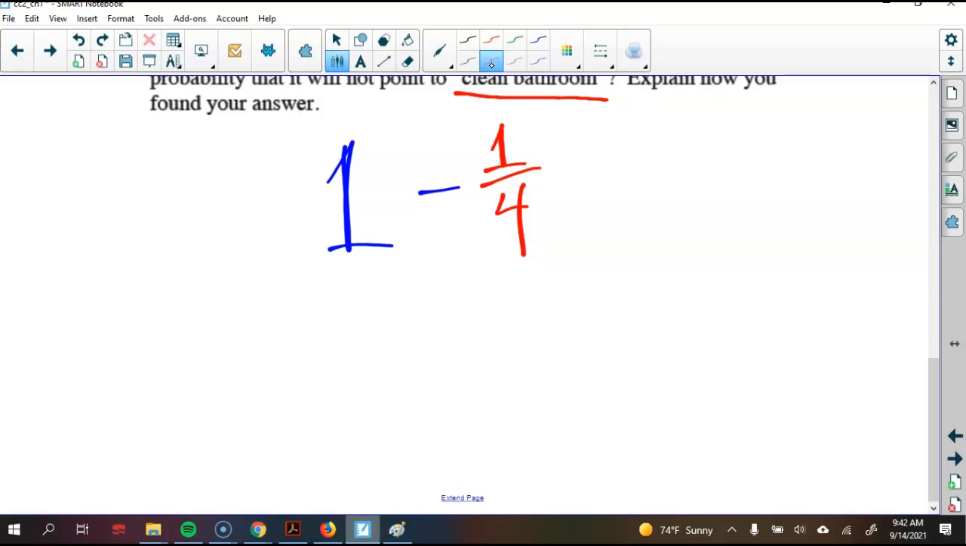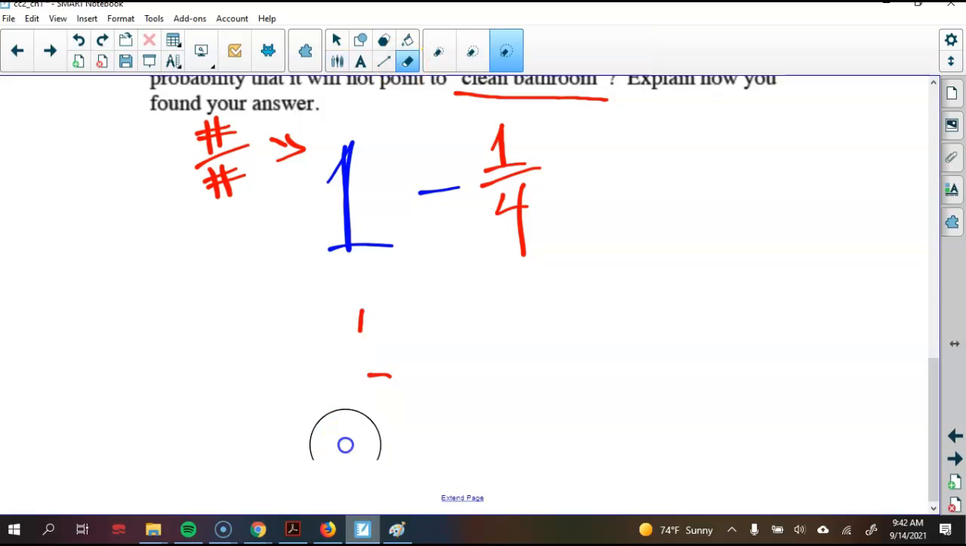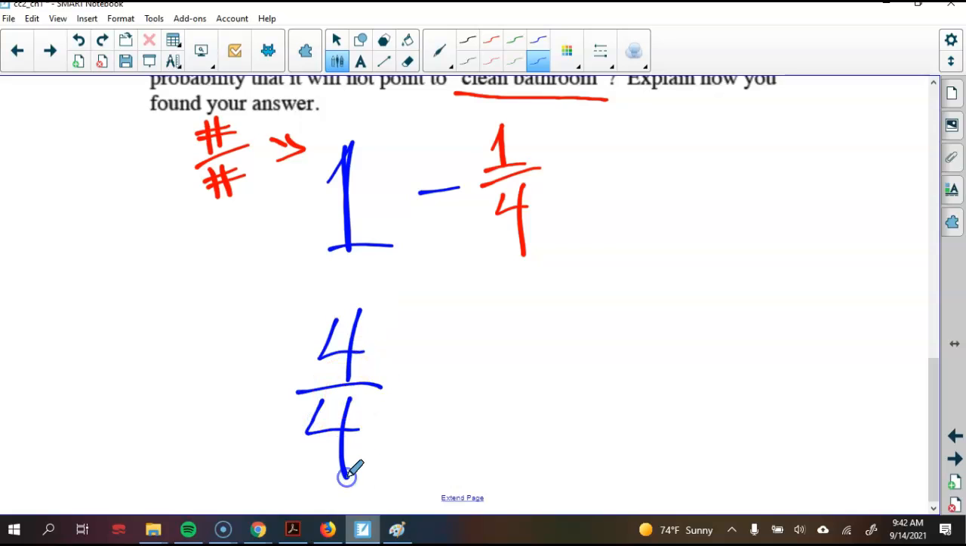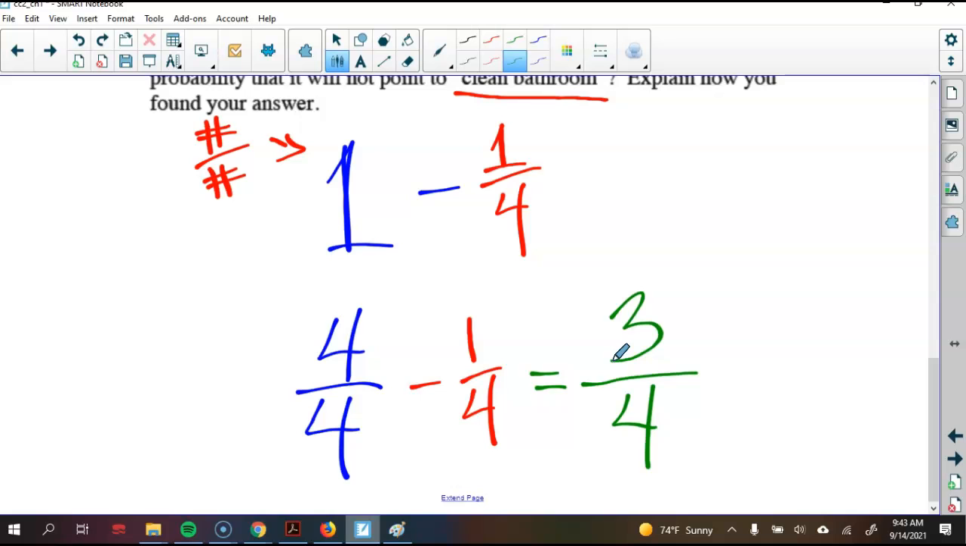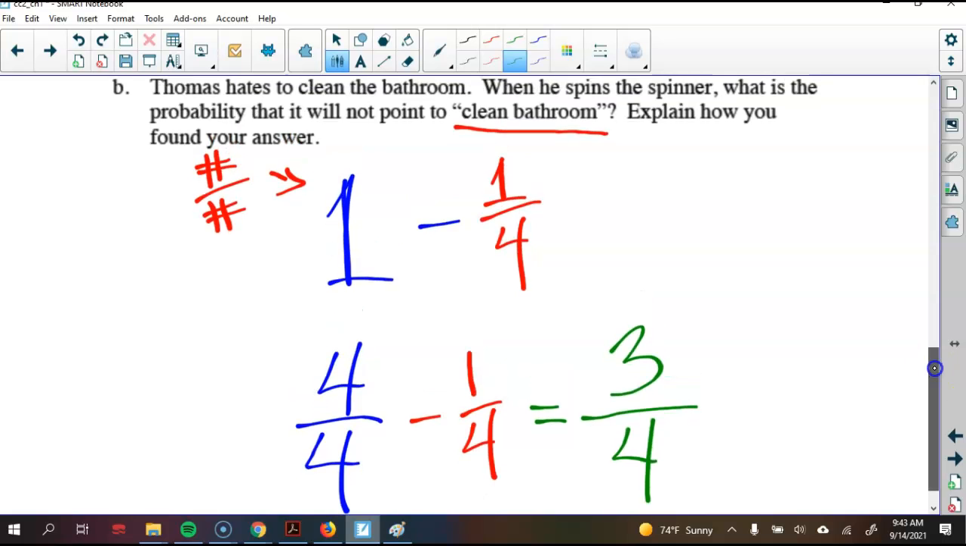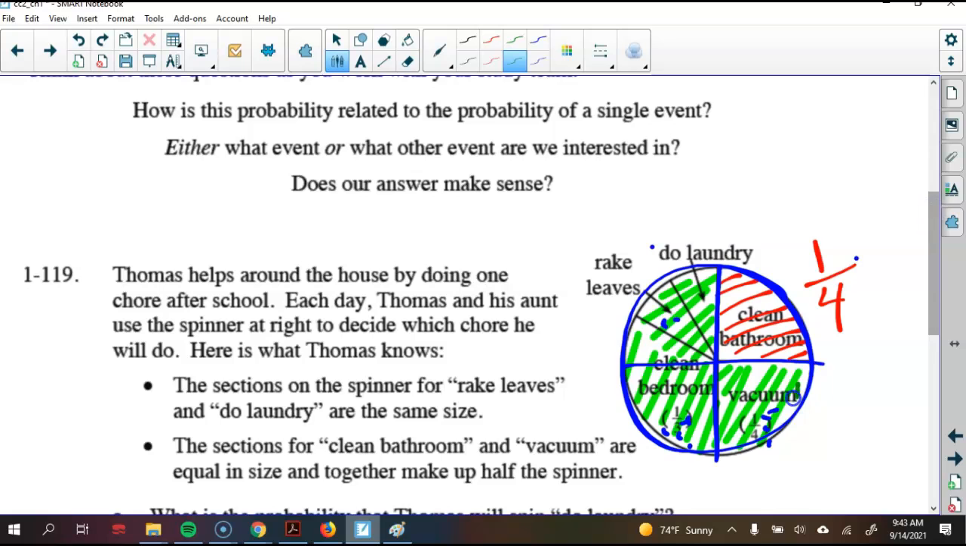So we make it any number over a number. Remember, any number over itself is equal to 1. So we do 4 over 4, because that's the whole thing, minus the 1/4 that I hate. Hate's a big word. I can't believe the textbook wrote it. 3 over 4. So my green section, everything but cleaning the bathroom, will be 3/4.